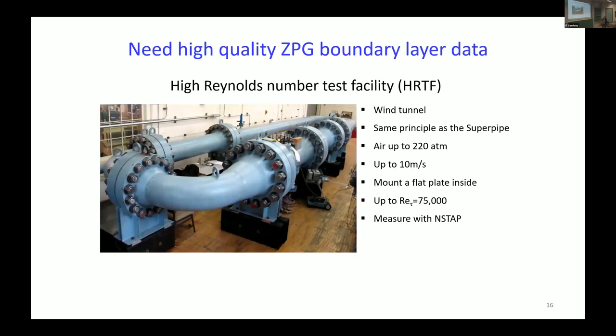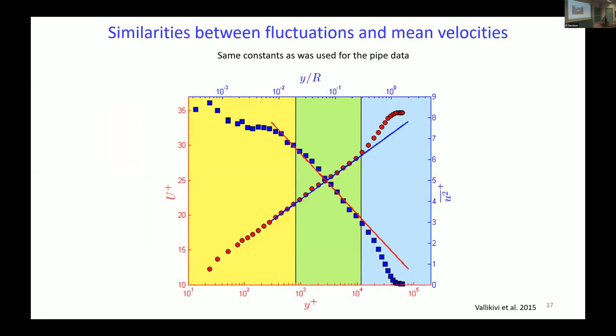we happen to have a facility right next to the Superpipe, which is the high Reynolds number test facility, which is a wind tunnel. So it's not a pipe flow, even though it's a pipe. It's a wind tunnel that has a flat plate in it and behaves just like a wind tunnel, but also pressurized up to 220 bar. And we can get 75,000 Re tau. So pretty high, not as high as the Superpipe. And we can go in and we can measure, and we see the same kind of behavior. And the coefficients for these lines are from the Superpipe.